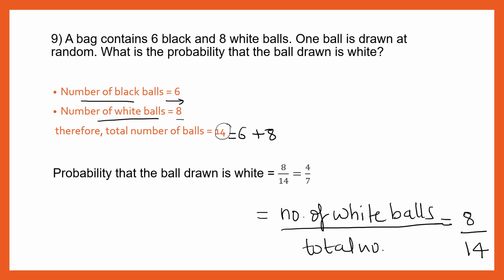Yes. So always remember to do it. In the denominator we will always have the sample space, that is, the total number of possible outcomes for that experiment.